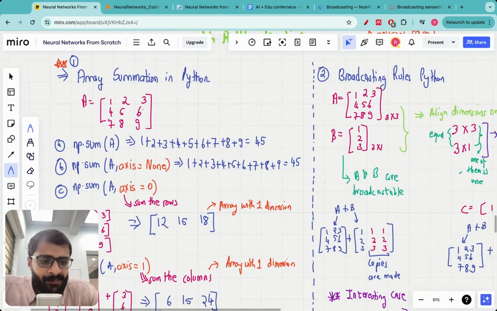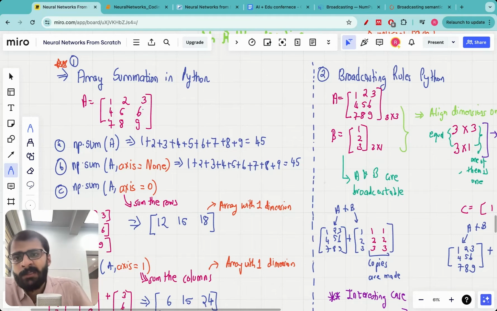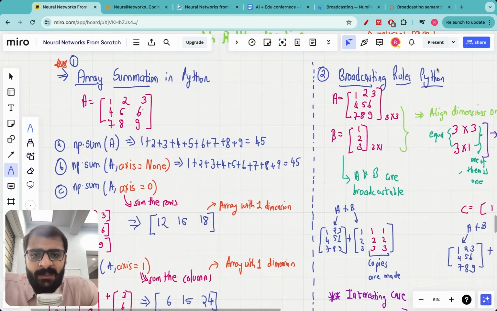Before we move further to activation functions such as softmax, etc., I want to cover two aspects of coding in Python. The first is array summation, and the second is broadcasting rules in Python. I have seen that a number of students are really unclear about these two topics in Python coding, and they show up at a number of places, not just in neural networks, but several other aspects of machine learning as well. And they can be a bit complex to understand.